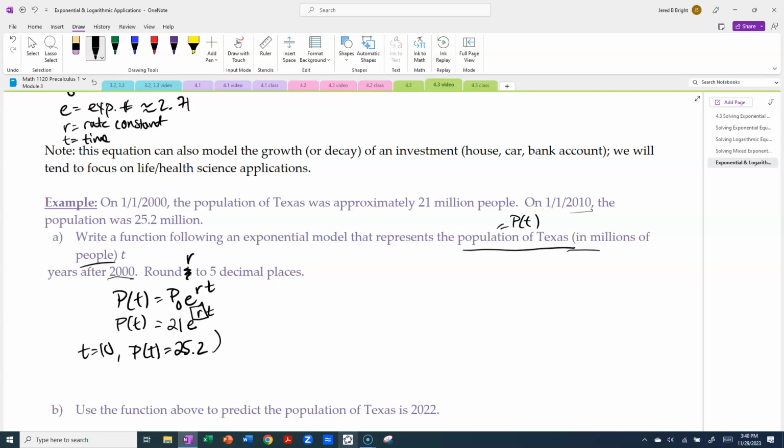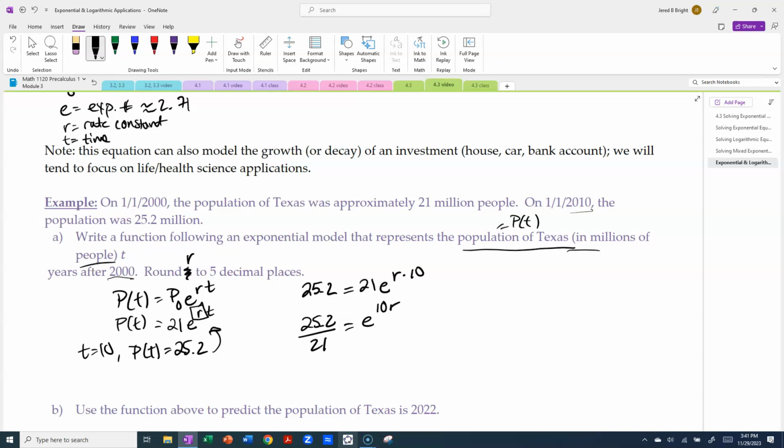Oh, okay, so let's substitute that into our equation. So I'd have 25.2 is equal to 21 e to the r times 10. Okay, so I need to get at this r, so I'm going to need a logarithm. Divide by 21, so I'd have 25.2 over 21 is equal to e to the 10r. Okay, I'm purposely not dividing this. If you divide this, you're going to have a tendency to want to round. When you round, you lose accuracy. Do not round until the very end of the problem.